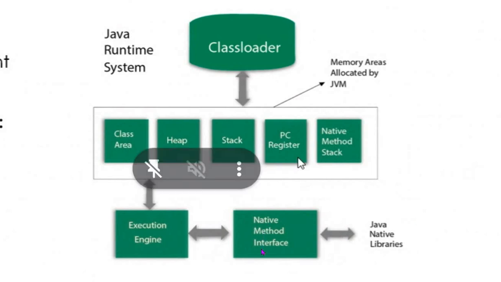Okay, sir. And this native method interface, where does it come from? It comes from Java native libraries. These Java native libraries are JDK specific. So Oracle or any other companies or OpenJDK, whatever libraries they prepare, these Java native libraries are made by those companies, and we choose which one we want to use.